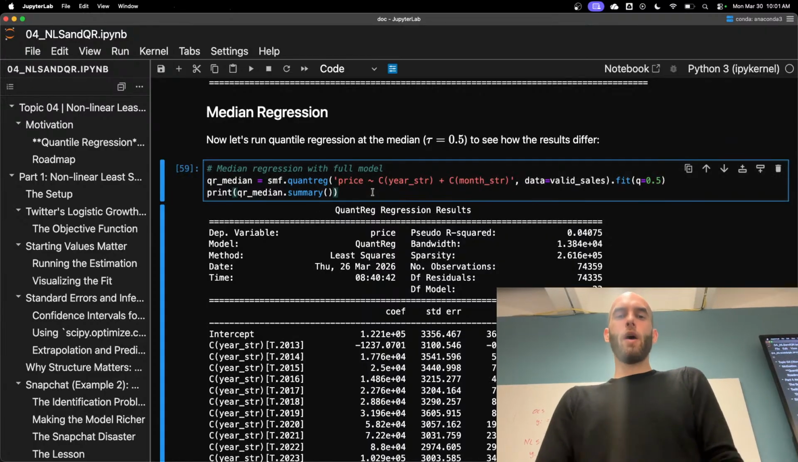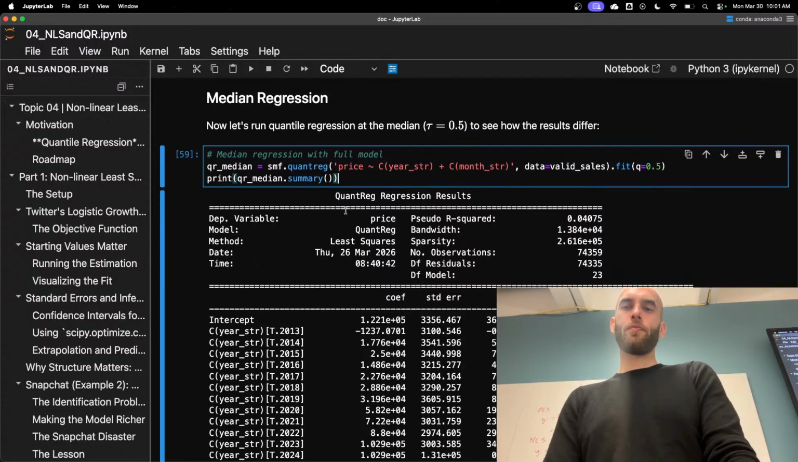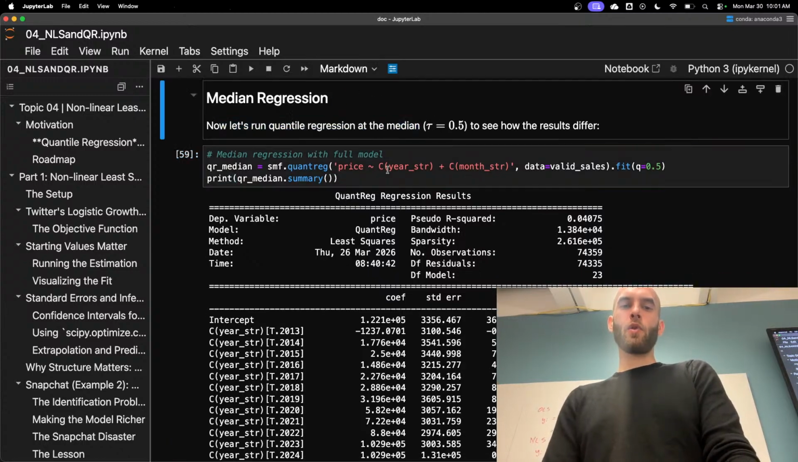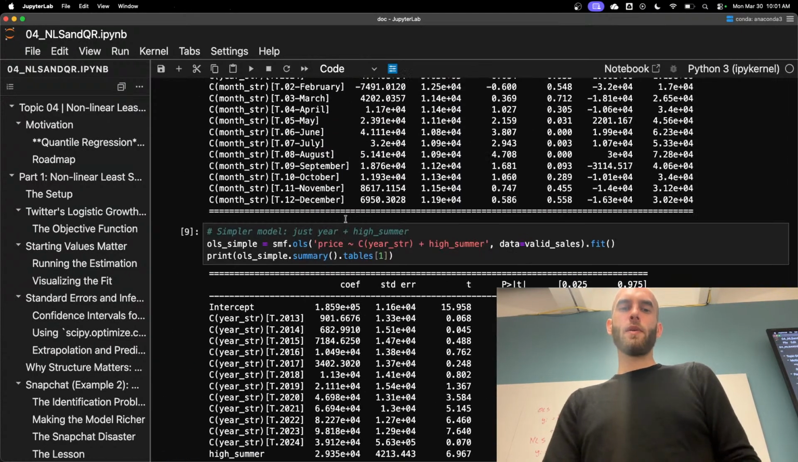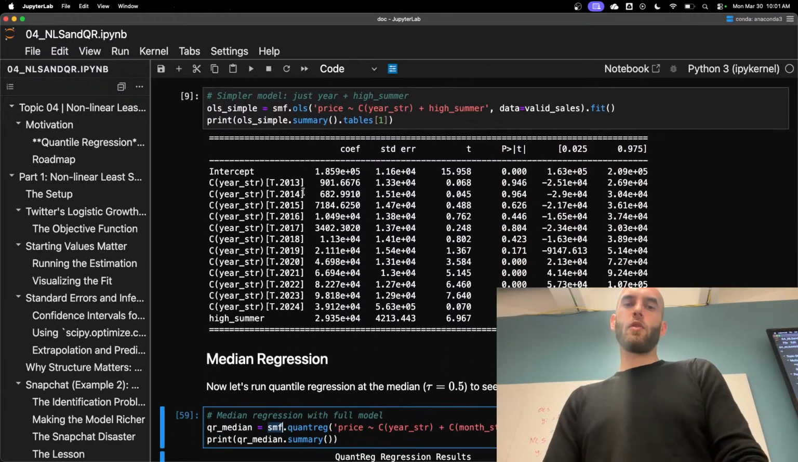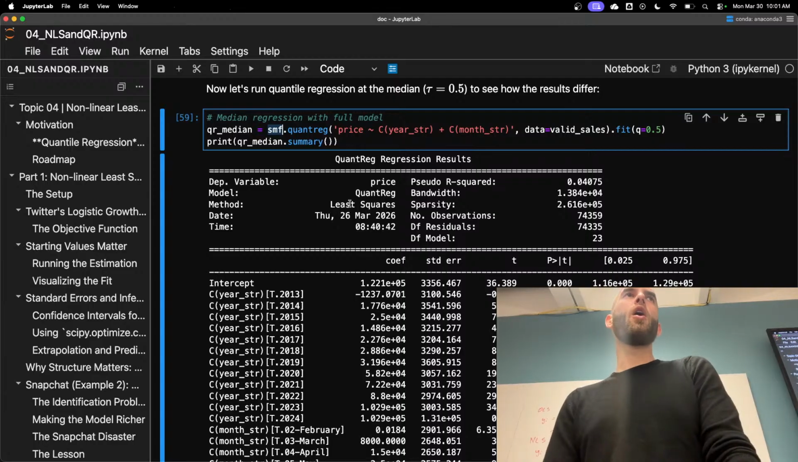So let's run the same 2 models, but with a median regression. So we're going to run the quantile regression. We're going to set tau equal to 0.5. And the way we run this is we're also going to use statsmodels formula. This is the same sort of syntax that I think R uses, I'm not so familiar with R, but I think this is similar to how R runs regressions. We just give it a regression equation, and then it fits that. This is also how Stata runs it. So we're trying to predict price using a categorical variable for the year. So we want year fixed effects, and then we also want month fixed effects.